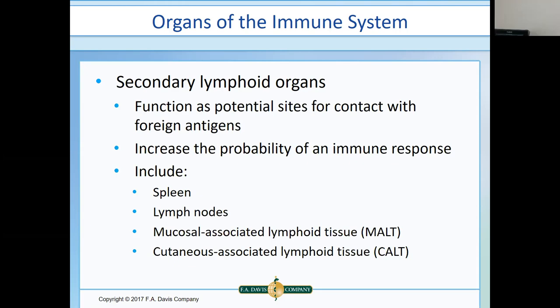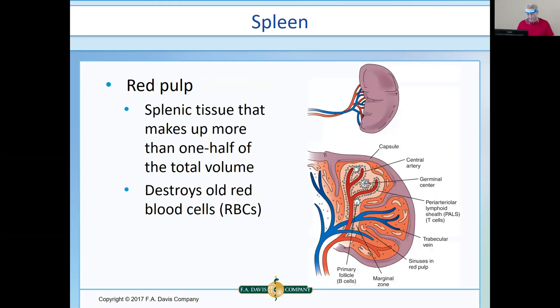So we have mucosal-associated lymph tissue around the mucosal membranes. Right, that's around your nose. Any opening you have has mucosal tissue. Cutaneous-associated lymph tissue would be around your skin. So if you have something cut or scratched into your skin, we have some of those.